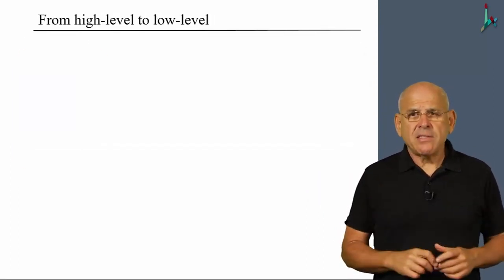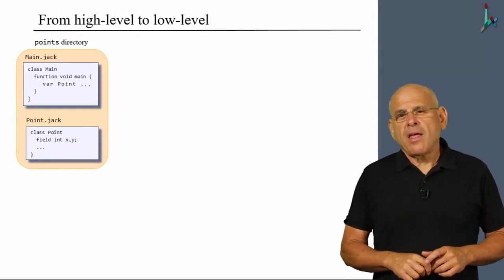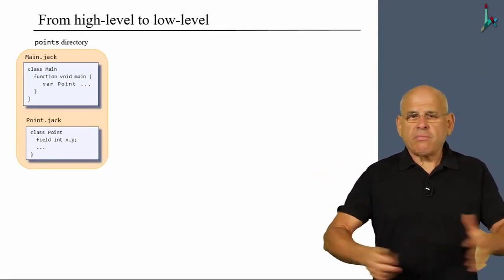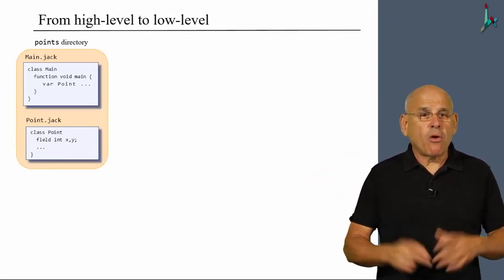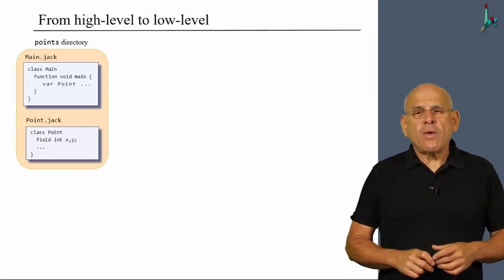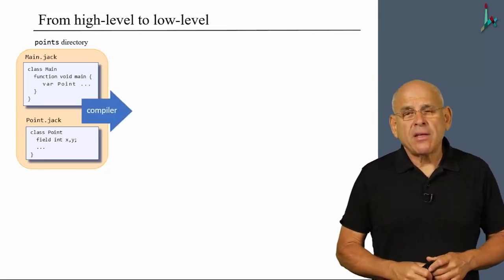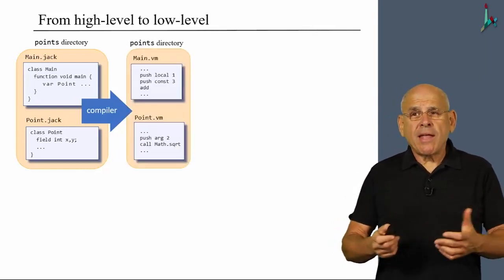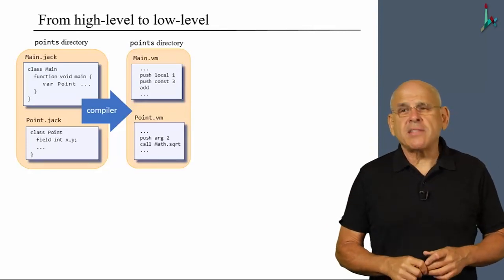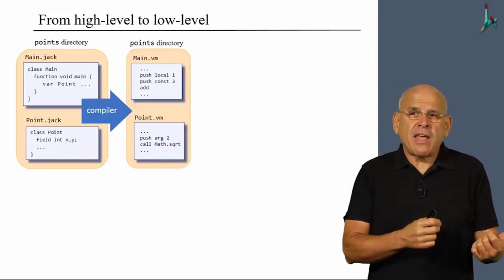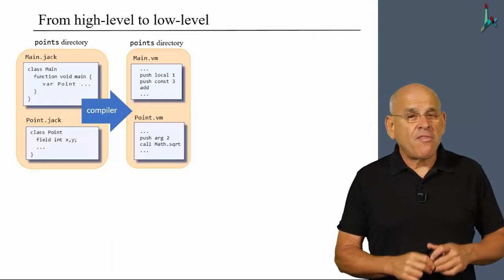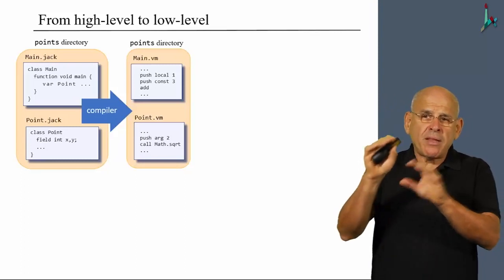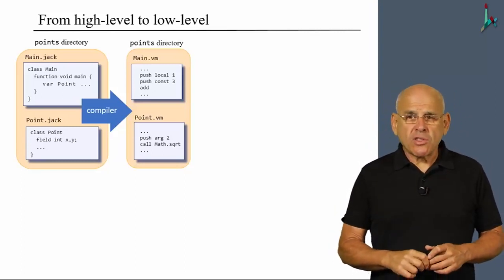We take these two classes, Main and Point, and we put them in some directory on our computer, and we call it any name we want. I decided to call it Points, in plural. Then we apply the Jack compiler to this entire directory, and as a result, we will get two new files that have the same prefix names, the same class names, but a VM extension instead of a Jack extension. And these two files will be in the same directory as our source code.